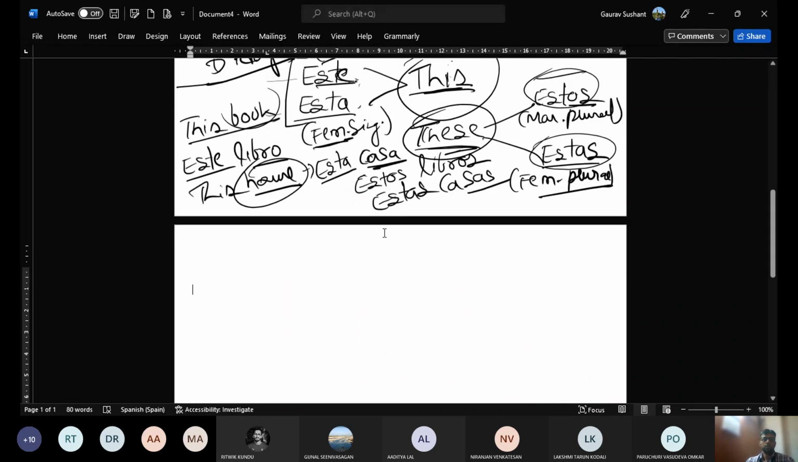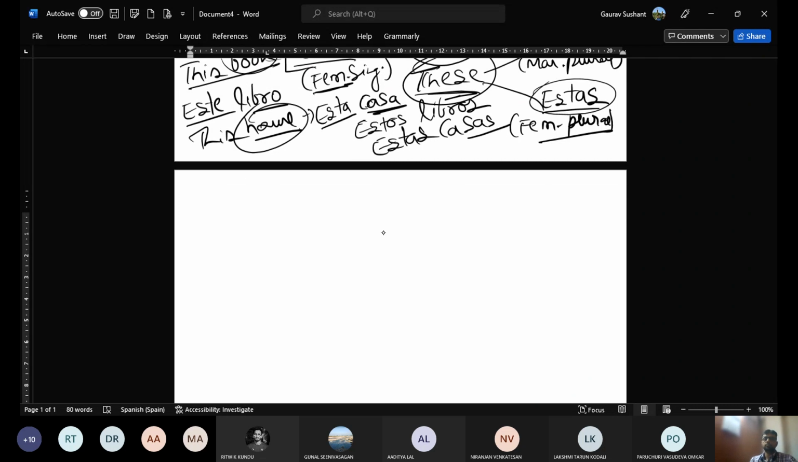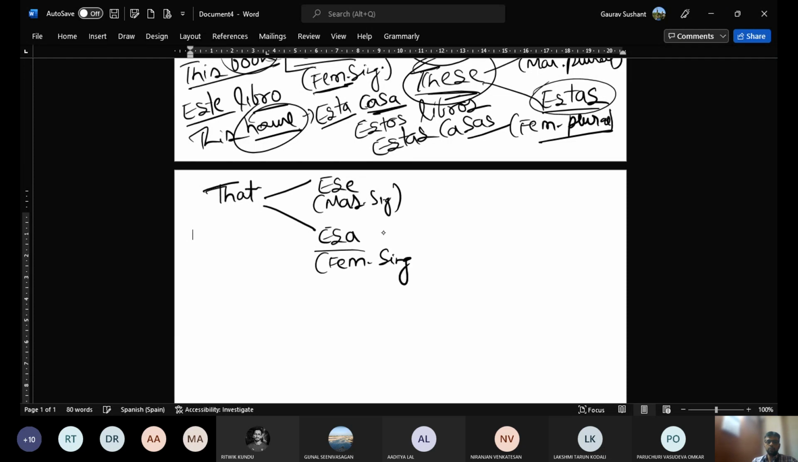Okay. So now from here we are moving on to the second group. Okay. So the second group is that. So for that you have got again two different demonstrative adjectives in Spanish. One is ese and another is esa. So ese will be used with masculine singular and esa will be used with feminine singular.